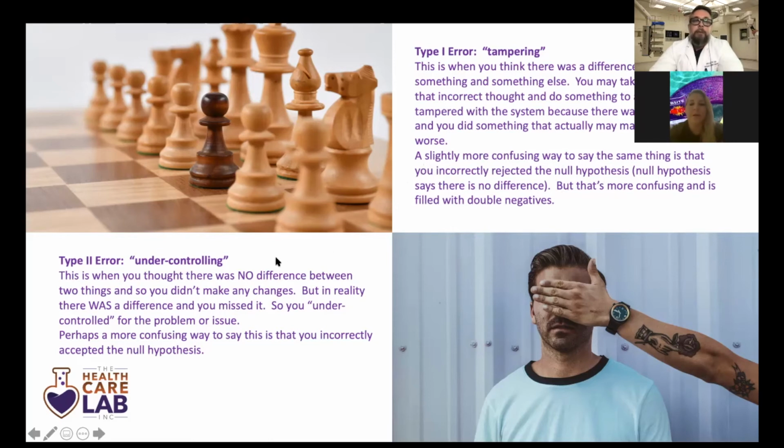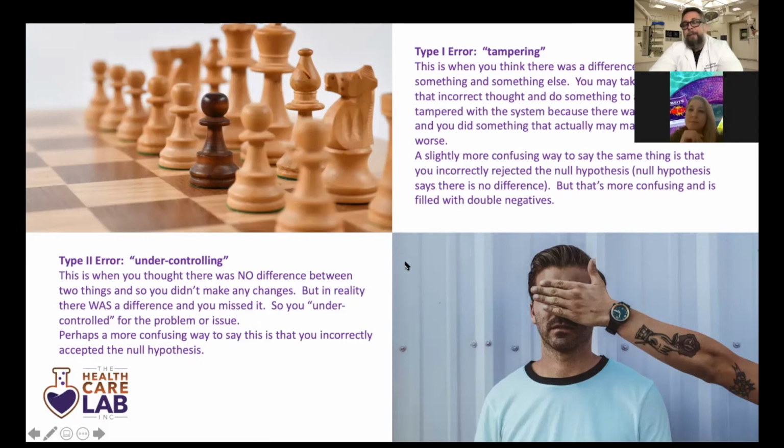Okay. Type 2 error, under controlling: you thought there was no difference, and so you didn't do anything, but you should have done something, and you missed it. You under controlled for the problem or issue. Again, perhaps a more confusing way to say this is that you incorrectly accepted the null hypothesis.